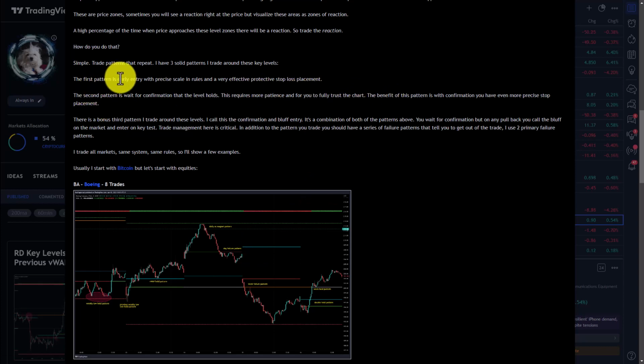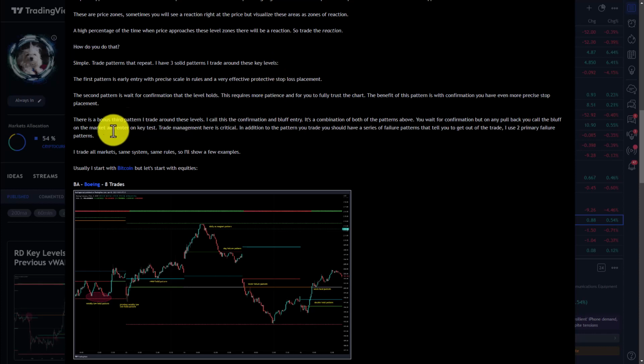Number 1, the first pattern is you do an early entry at the zone, and then you really need to set very effective protective stop loss placement. There's a simple way to do that. You just develop patterns around these zones. So everything you're trading is around patterns. So just focus on developing patterns. So this could be a very effective strategy.